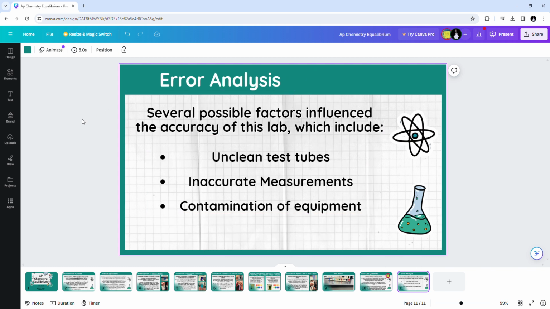For the error analysis, there were a couple of things that may have affected the accuracy of our results. The first was unclean test tubes, where we didn't wash them thoroughly enough with DI water. The second was inaccurate measurements, as we were just eyeballing the measurements. And the third, which I will explain a little, is the contamination of equipment. I'm not talking about the test tubes, but mainly the indicator bottles that were given to us, as we found out later during the experiment that apparently some of the other indicator had gone onto the tip, which impacted our results a lot.